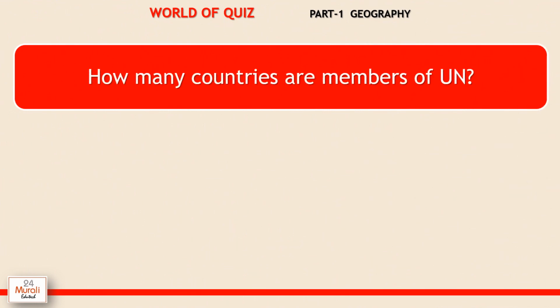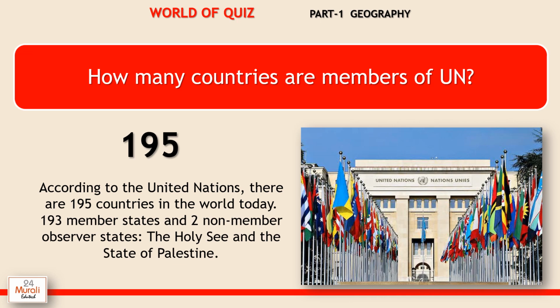How many countries are members of UN? 195. According to the United Nations, there are 195 countries in the world today, 193 member states, and 2 non-member observer states, the Holy See, and the State of Palestine.